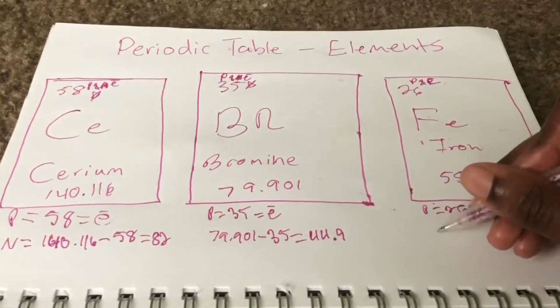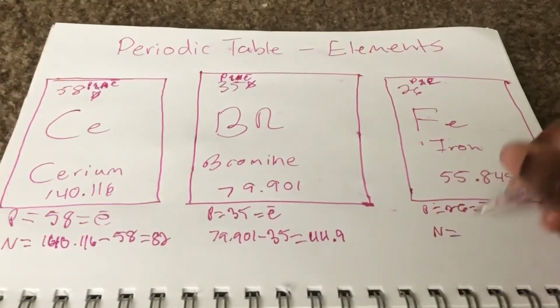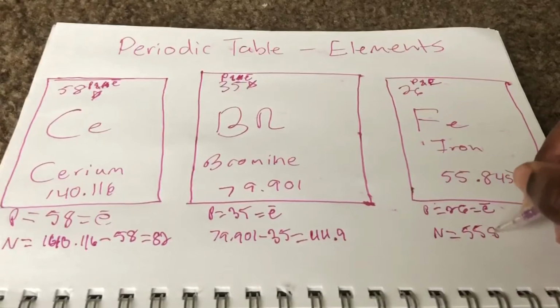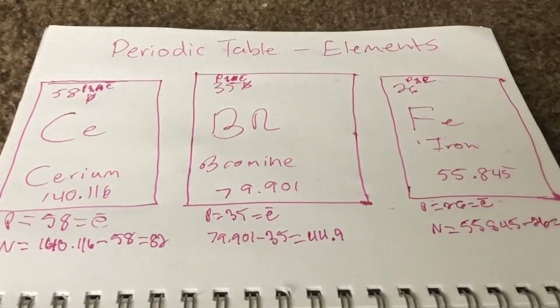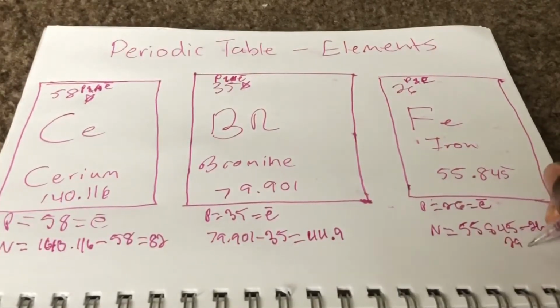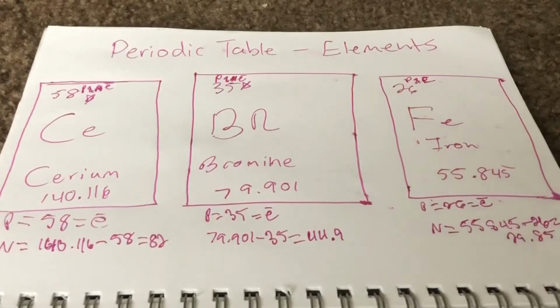So again, the number of protons equals 26, and that's also equal to the number of electrons. And then the number of neutrons is going to be equal to the atomic mass minus the atomic number. In this case, that number is 29.85.